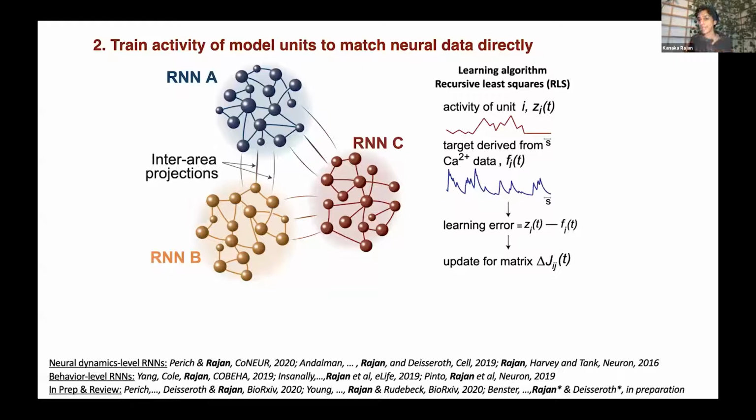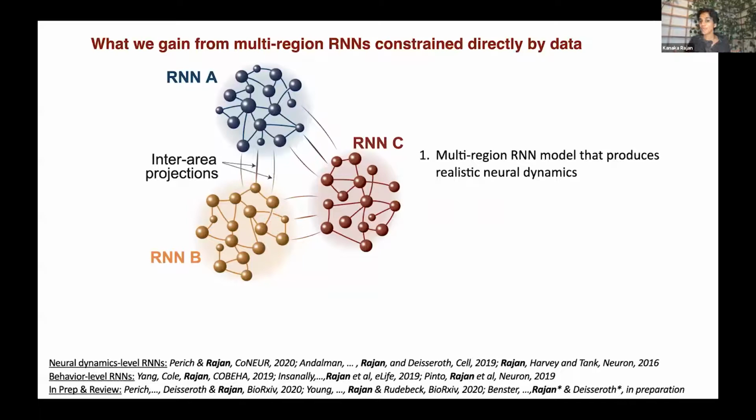And what are the outputs we get from such a mechanism? We get a multi-region RNN that, once it's trained, has every unit behaving exactly like the experimental data it was trained to match. This by itself is not super surprising for people that work with neural networks like this. They know universal approximation and figure out that this is not that surprising. The surprising thing is our ability to infer the matrices that give you the interactions within and across regions by reverse engineering these trained models.